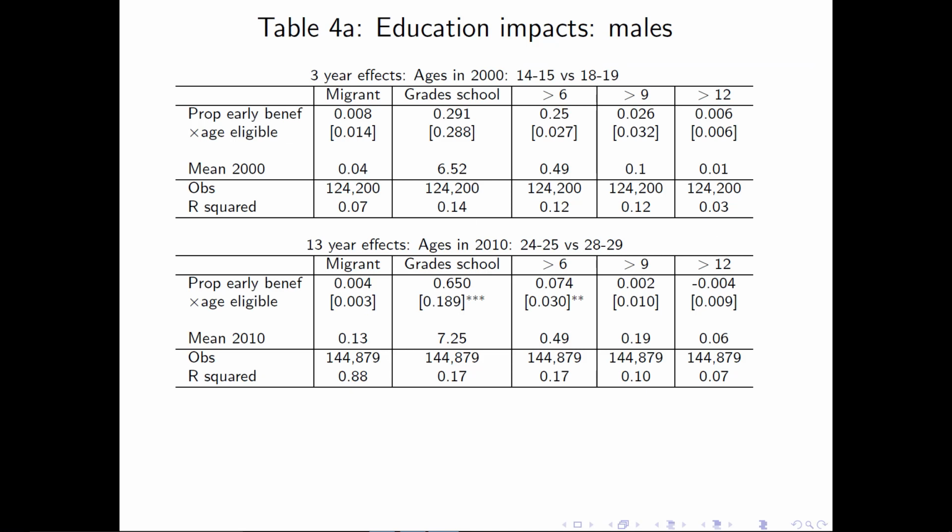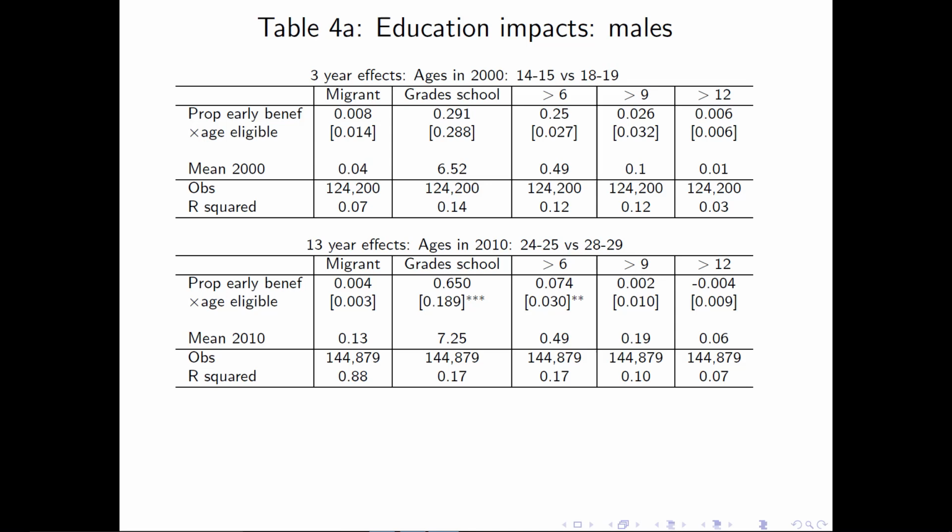Okay, all right, great. So now let me talk about the impacts. I will talk about short-term and long-term impacts first for education, and then for labor market effects for males and females. These are the three-year effects starting in 2000. Here I have grades of schooling, and then more than primary, more than secondary, more than high school. The short-term effects will be different for women, but for men this coefficient is kind of the right sign and about the right size. It's not statistically significant.